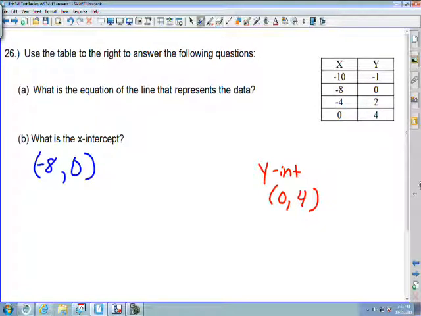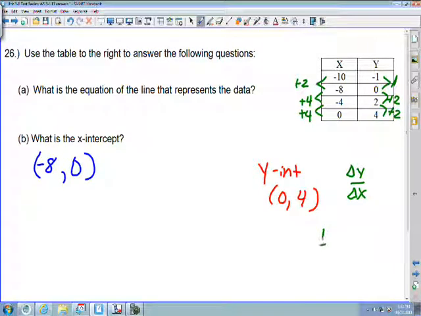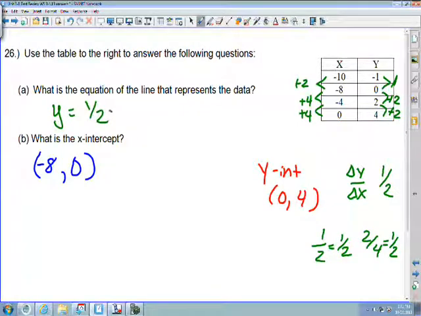My slope, remember to find my slope, I need to have delta y over delta x. The change in y right here is plus 1, plus 2, plus 2. Over here I have plus 2, plus 4, plus 4. Well, I have 1 over 2, which is 1/2, and 2 over 4, which is 1/2. So my slope is 1/2. Y equals 1/2 x plus 4. There's your equation.